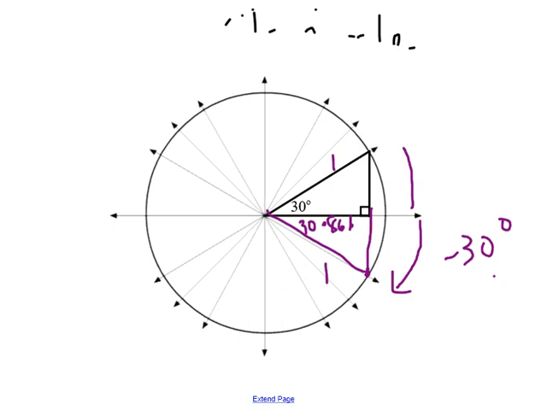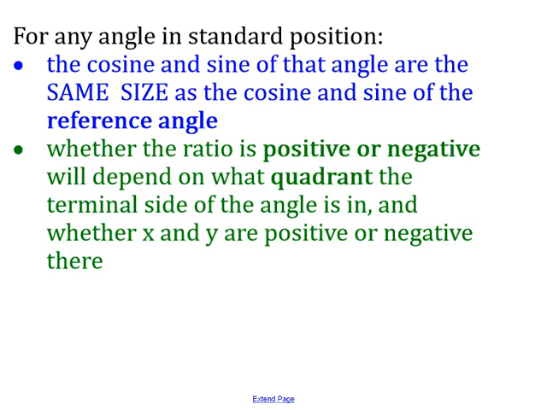We might take a look at that in another video. This one's getting a little bit long. So for any angle in standard position, the cosine and sine of that angle are the same size as the cosine and sine of the reference angle.